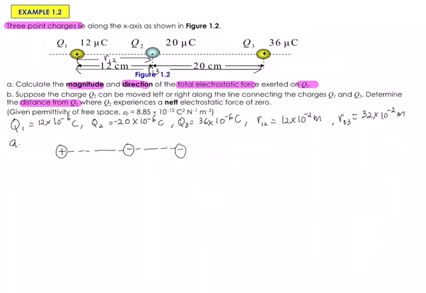Draw the charges: Q3, Q2, Q1. Okay, just sketching. Force F12 is an attractive force because Q1 is positive and Q2 is negative. Q1 is positive and Q3 is positive, so F13 is a repulsive force.